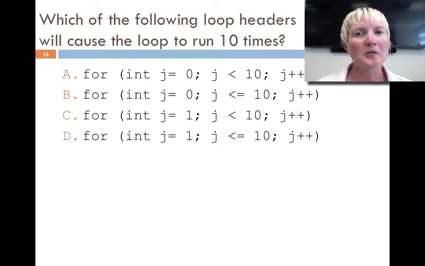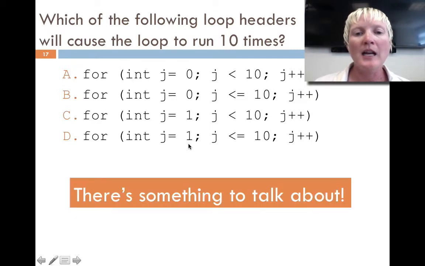So a better version of a question to get this concept across and get students analyzing it the way I want them to is the following. What's different here is I'm asking which of the following loop headers will cause the loop to run 10 times. And I'm giving students different options here. What's really important is that these options naturally encourage them to talk about something.